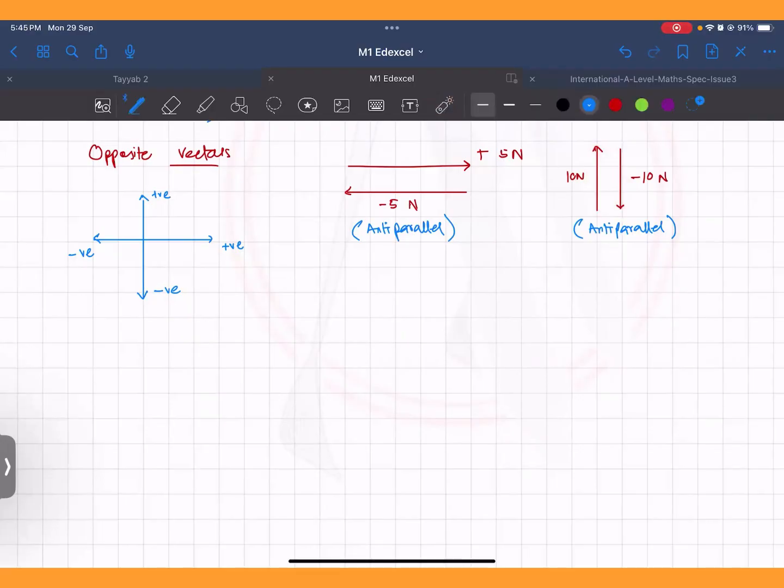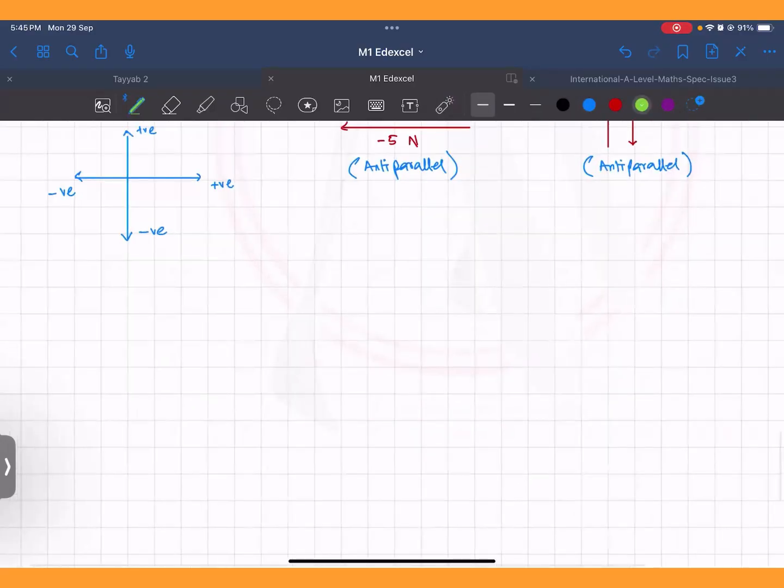Thank you. And if the vectors are in the same direction, it's very simple. If they ask you to resolve parallel vectors, you will simply add them. If there is 5 Newton over here and 2 Newton in the same direction, the overall effect, the resultant force, would be 7 Newton. Positive.